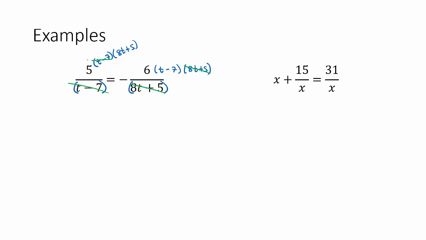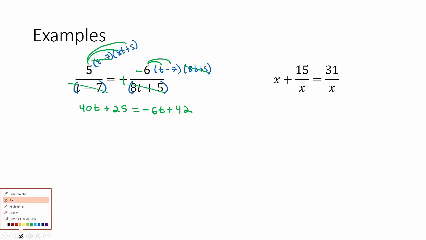And all we have to do now is distribute the 5 through. 5 times 8 is 40t, plus 5 times 5 is 25, equals. And whenever I see a negative, quite often I will add the opposite to make sure I don't lose that negative as I work. That is a -6. So we distribute -6 through. That's -6t plus 42. Very important we don't lose that. And then we solve the equation.